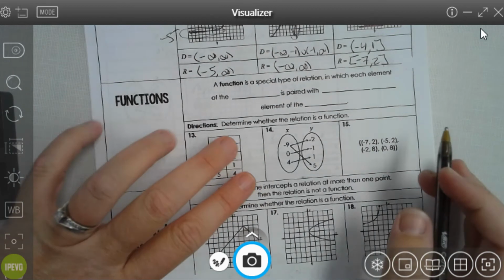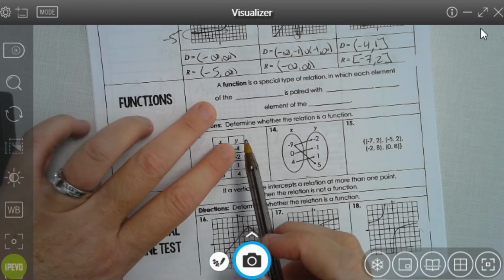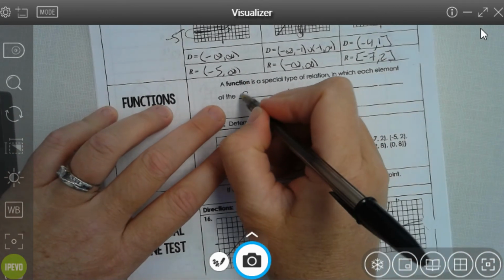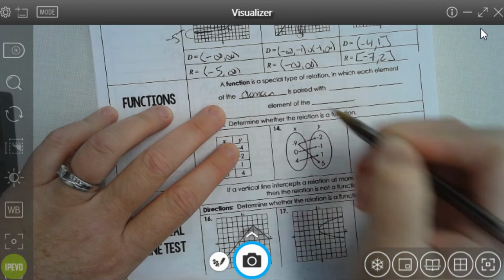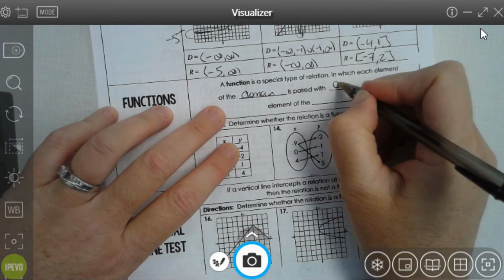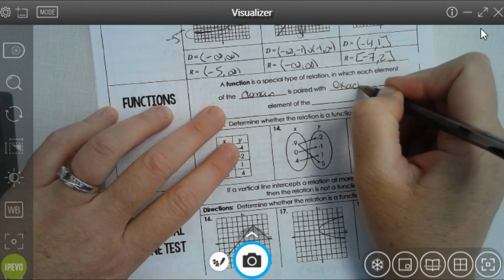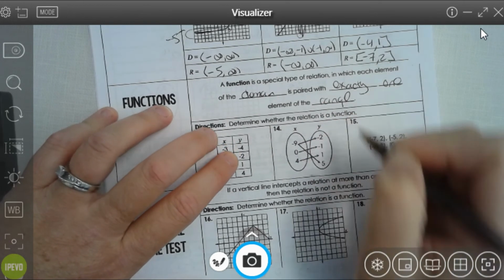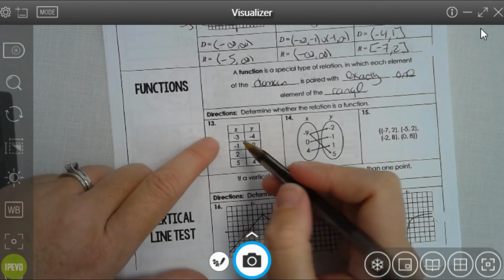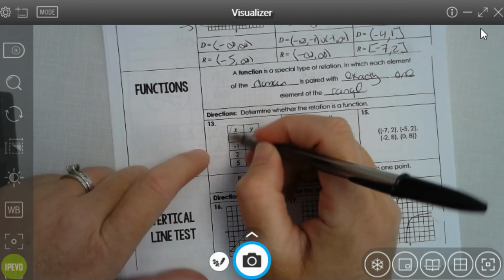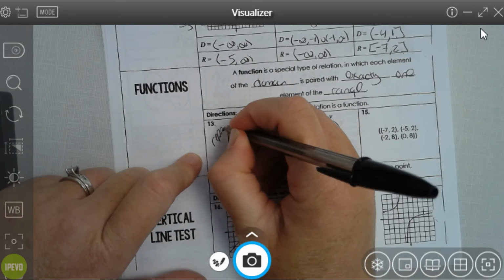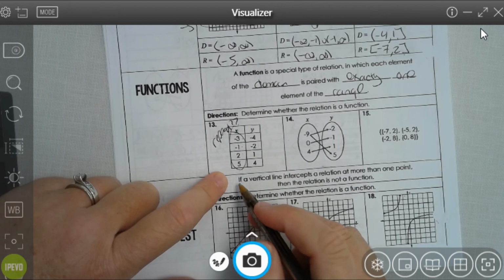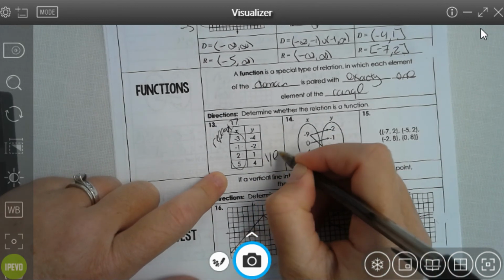Okay. So we say a function is a special type of relationship in which each element of the domain is paired with exactly one of the range. So that means that you can't have one x going to two y's. So what we're saying is that none of these repeat. So you're asking, do the x's repeat? And the answer is no. So this is a function.